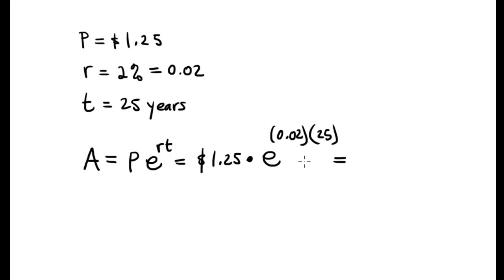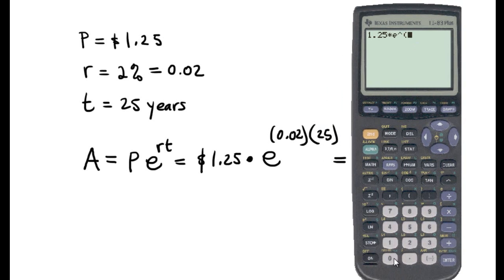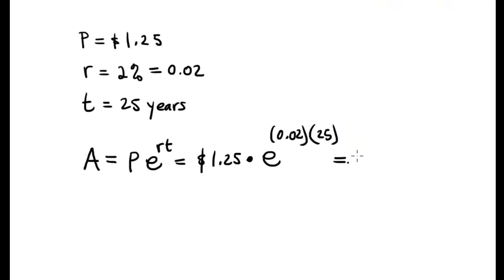Let's use a calculator. Clear. This is $1.25 times e to the power, using this key in yellow, second, exponential, then 0.02 times 25. Close the parenthesis, and the answer is $2.06.